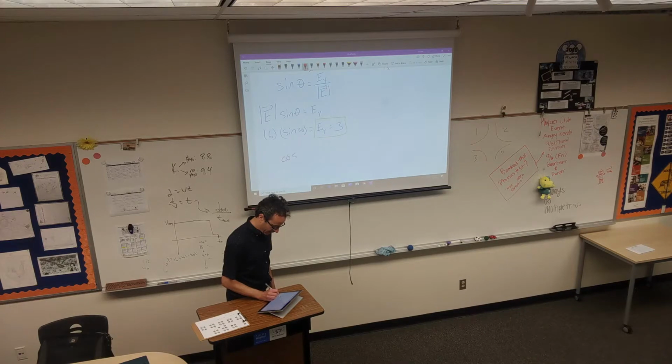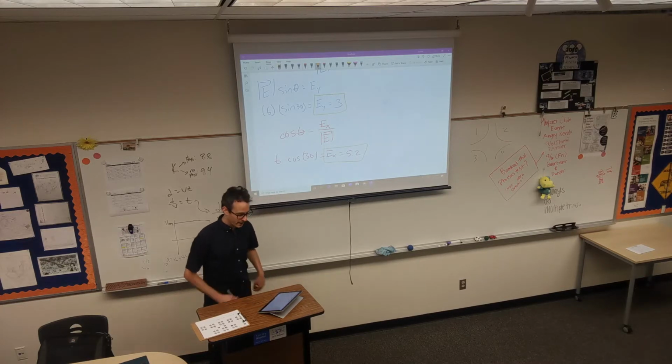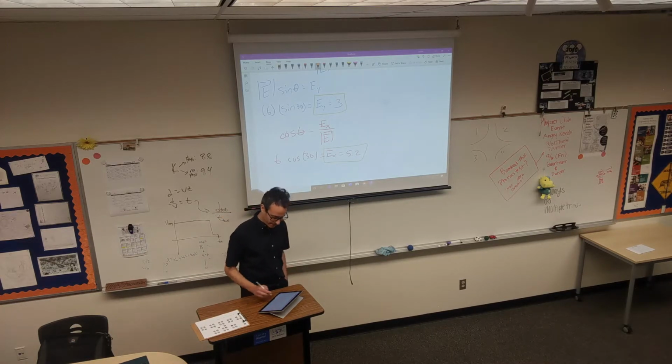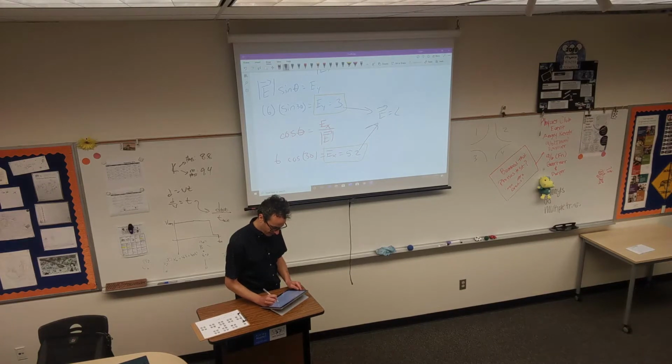Yeah, so it's cosine theta, that's going to be Ex over the magnitude of E. So you get E cosine theta equals, well, this is basically 6, so 6 cosine of 30. And then what did you get for Ex, Ethan? 5.2? Sounds good. So there we go. We now have our components for Ex and Ey. And what's nice is now I can express this vector as 5.2 comma 3 in bracket notation.